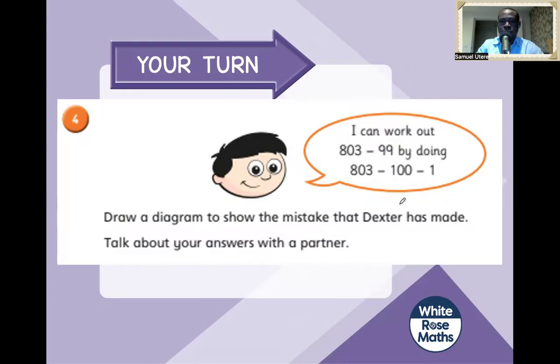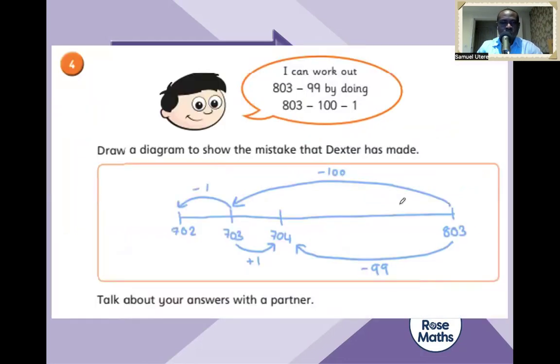Assuming you've paused the video and you've answered question 4, here are the answers. Let's discuss them. So here you were asked, draw a diagram to show the mistake that Dexter has made. So Dexter said, I can work out 803 minus 99 by doing 803 minus 100 minus 1. Well, this is the calculation we did earlier, similar to the last example we did. We can see the mistake Dexter did. So here is the mistake. So 803 minus 100 minus 1 will give us 702. But 803 minus 99 will not give us that.